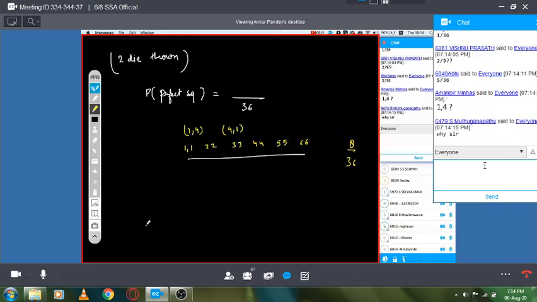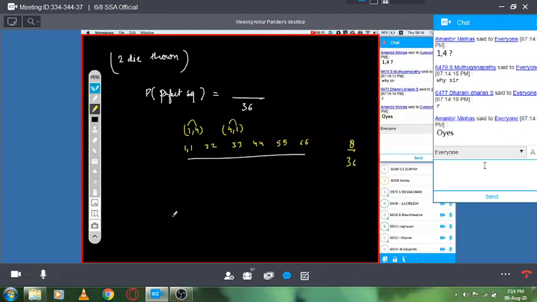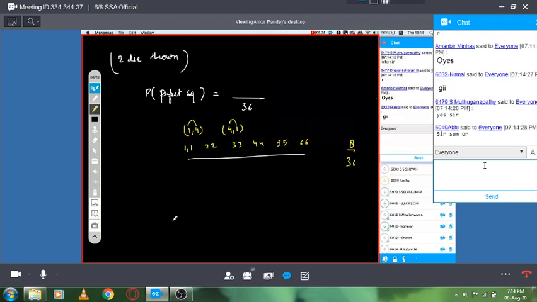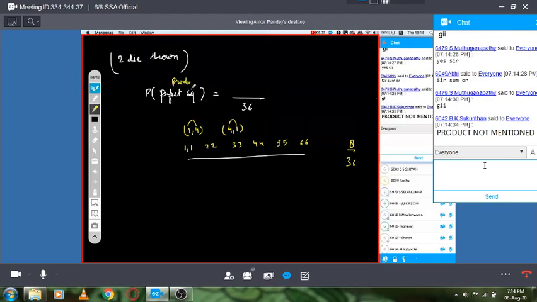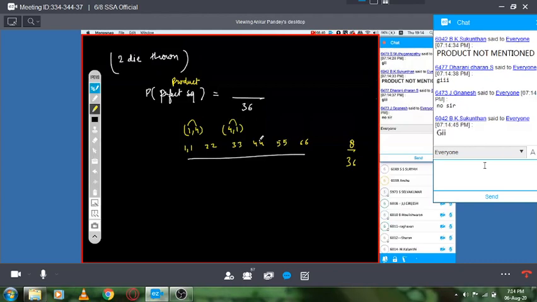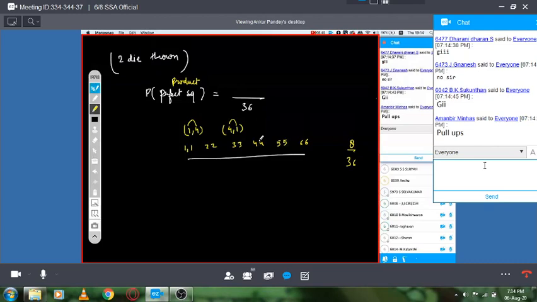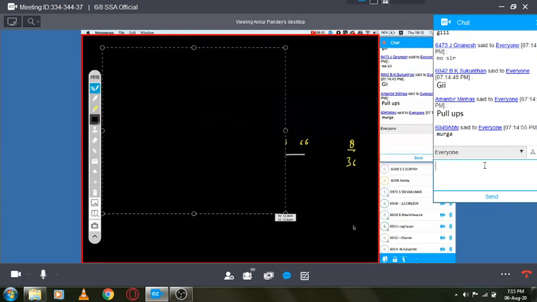Why 5 by 36 beta? Abhe perfect square nahi hai inka product. Acha, maine product nahi bola. Sorry. P of product being perfect square. Sorry. Should I do sit-ups? Sorry. Pull-ups na ho payega bhai. Sit-ups ho sakta, pull-up nahi ho sakta. Chalo, next question.